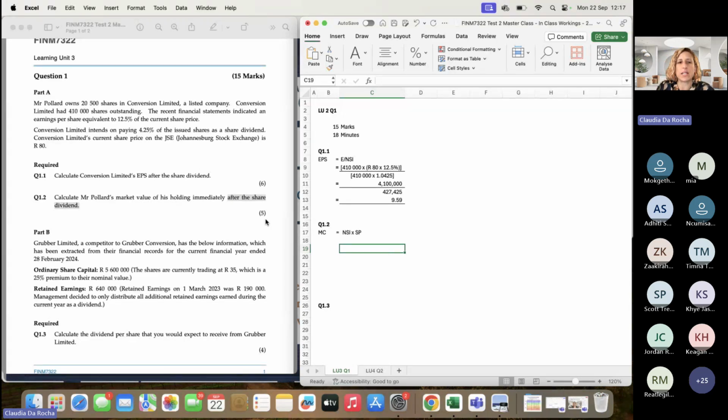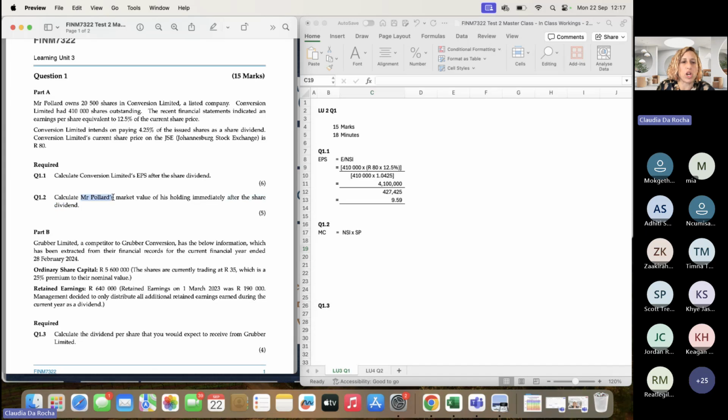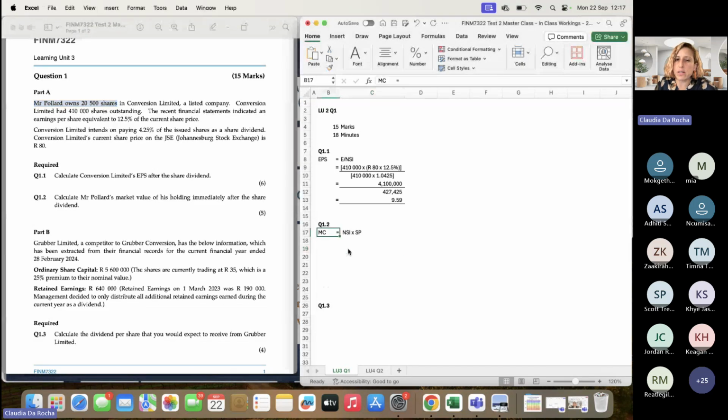Also, what's critical here is they've asked us to calculate Mr. Pollard's market value. Okay, Mr. Pollard is the individual. Okay, we have Conversion Limited shares and we have Mr. Pollard's shares. Please don't get confused here. That's what's also confusing this question. They're asking for an individual shareholder's market capitalization. All right. Now, in order to get the share price after we've issued the dividend, we have to use Conversion Limited's information. And we're going to use this same formula, but we're going to manipulate it so we get the selling price or share price.